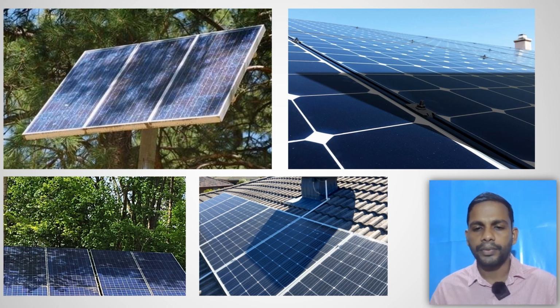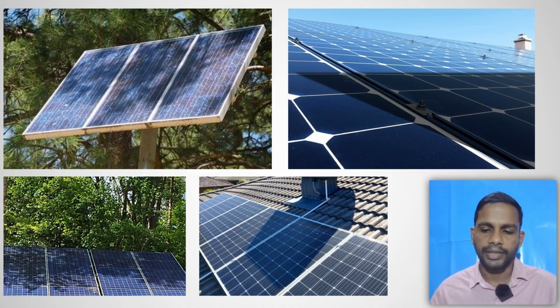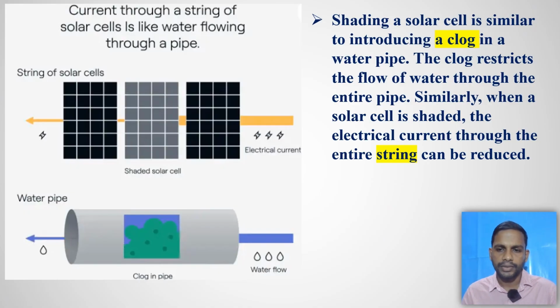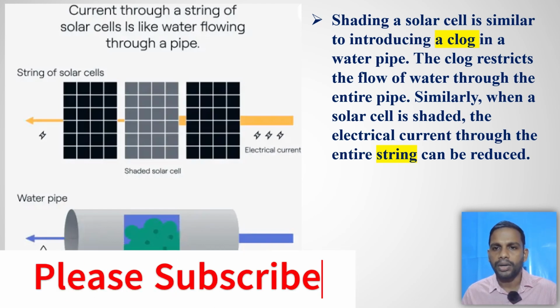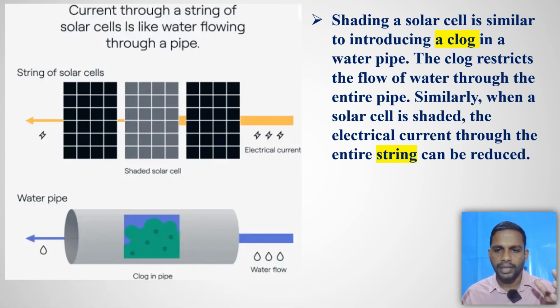Then if you go deeper into that, we can have it in the next slides. So what is meant by shading? Shading a solar cell is similar to introducing a clog in a water pipe. It means you are blocking the water flow. You can imagine the impact of shading on solar panels is similar to blocking water flow somewhere in the middle.